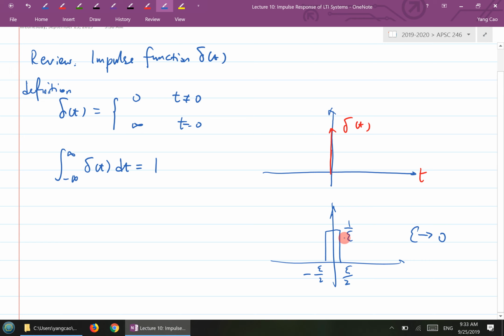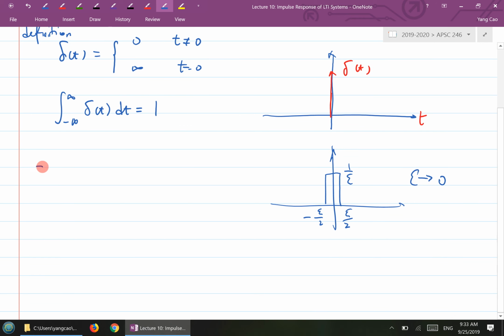And we have also derived one property called sampling property. The sampling property basically says this. We showed the proof of it in the previous lecture. So if you multiply f of t with an impulse function delta t, and then you integrate this multiplication from negative infinity to positive infinity.